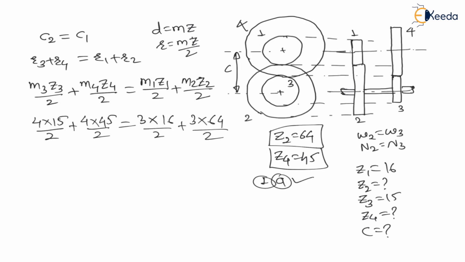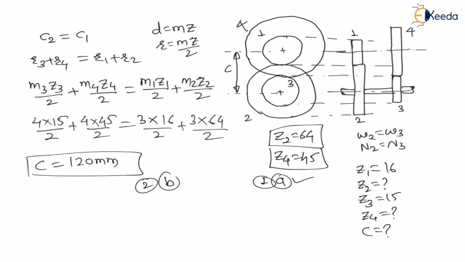Now check this answer. This is nothing but center distance, and if I check this answer, the center distance we will get equal to 120 mm for both, right? Such type of gear train is called reverted gear train. It is a special case of compound gear train that you are going to learn in theory of machines. Now, therefore, for second question, look at the options. Option B is correct.